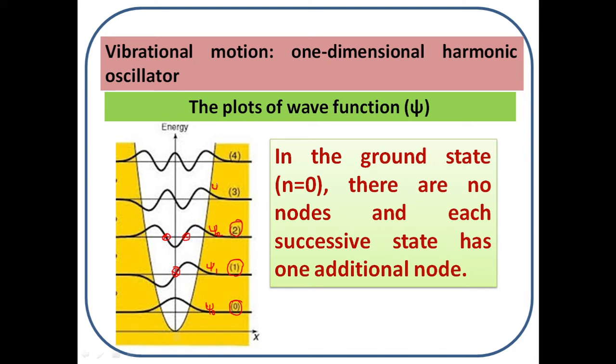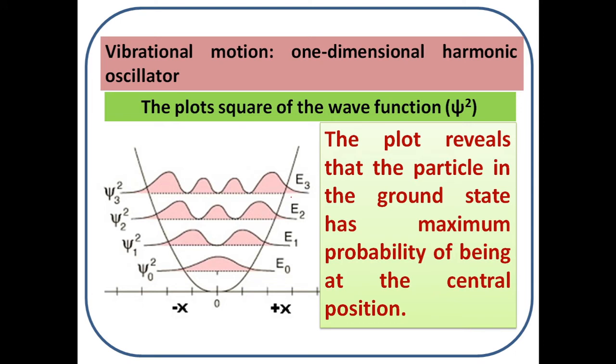Again, if we move on to psi 3, we can observe 1, 2, 3 nodes. Therefore, we can see that there is an additional node at each successive state. Now we will see the plot of the square of the wave function, that is the psi square. Actually, psi square gives the probability density.